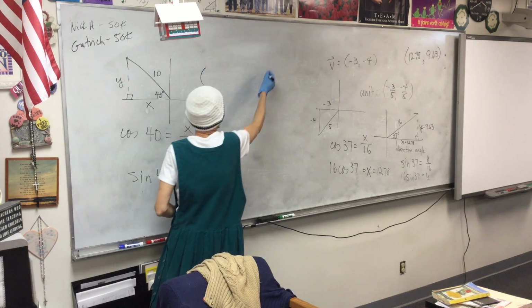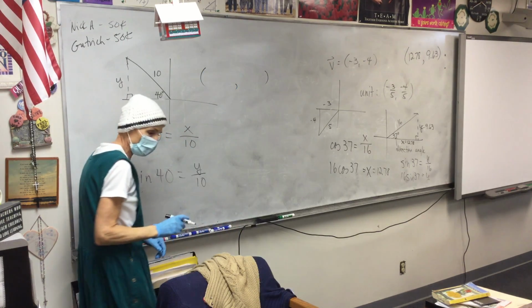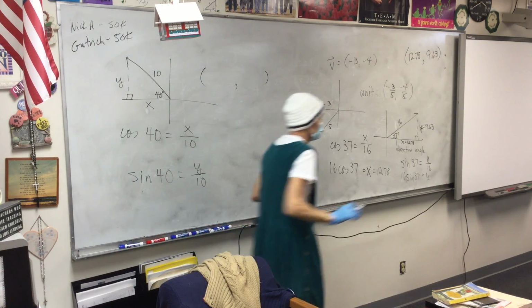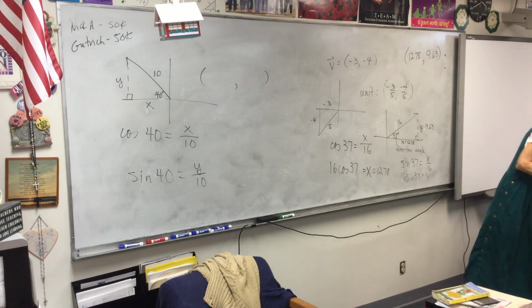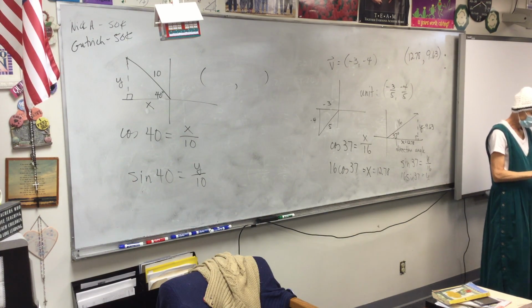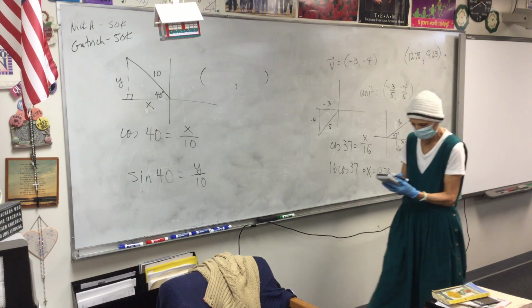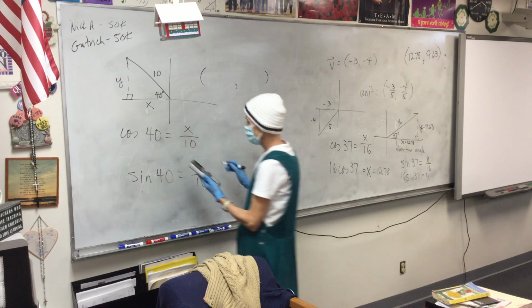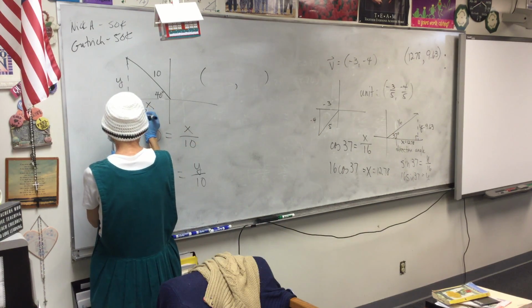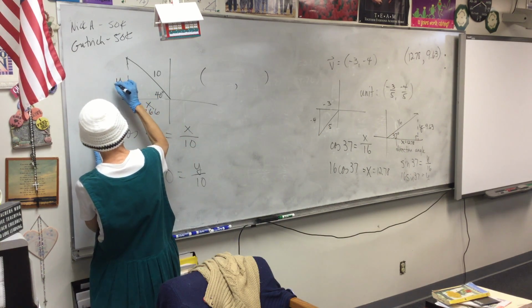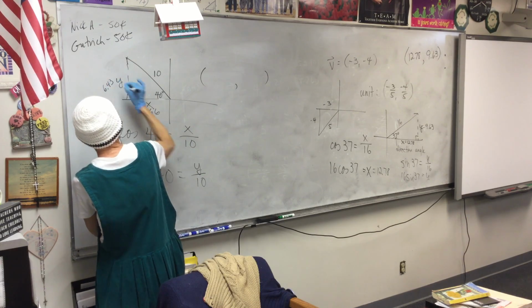So I'm going to come up with an x value and a y value. Are you typing in 10 cosine 40 and 10 sine 40? And this is 7.66 and this is 6.43.